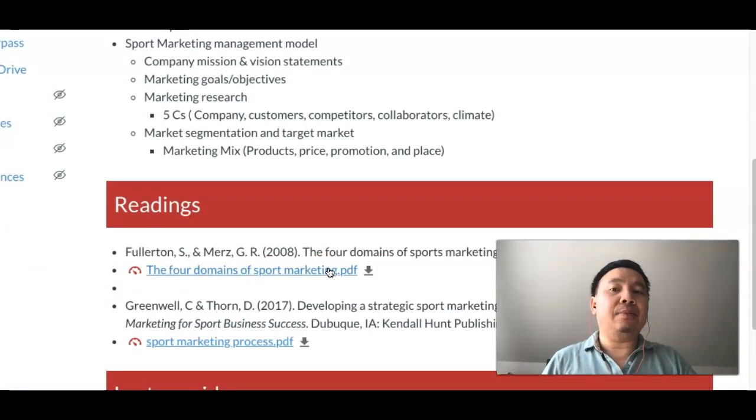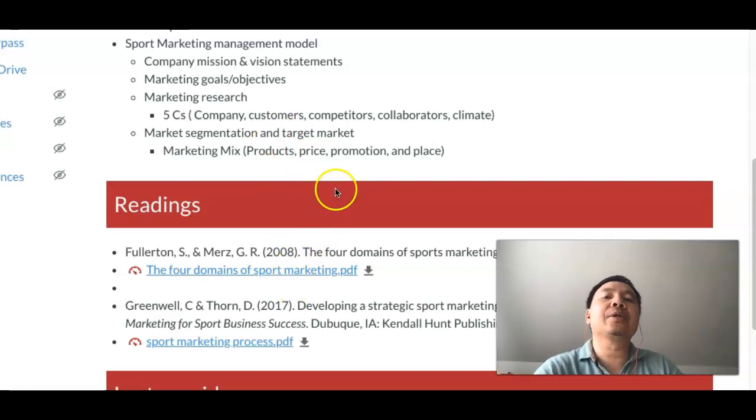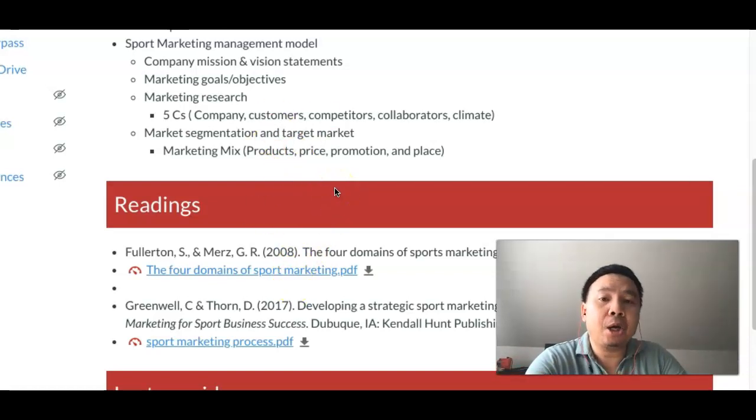Then we're going to conduct some marketing research, which we call 5C. We're going to conduct research on the company, customers, competitors, collaborators, and also climate. Based on the marketing research we have conducted, we're going to develop a sports marketing plan. For this plan, we're using the marketing mix, which is our 4 P's: product, price, place, and promotion. So this is the sports marketing management model.